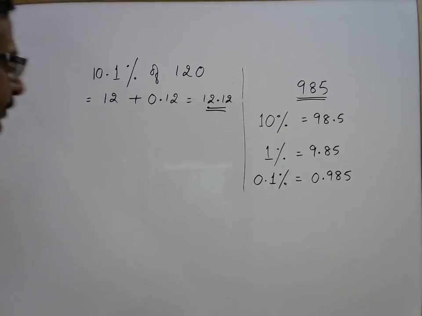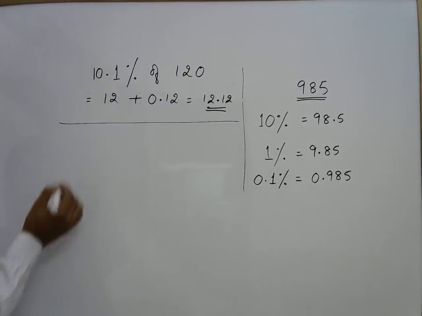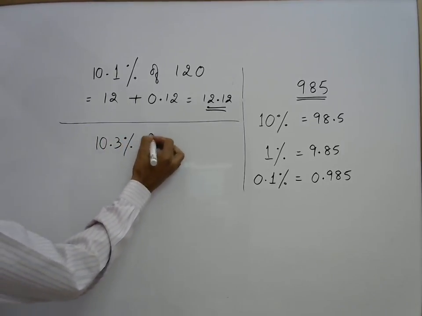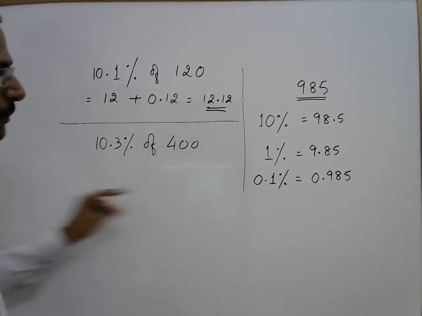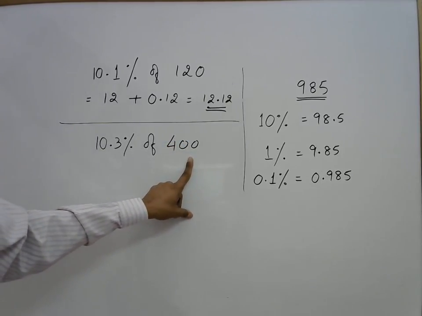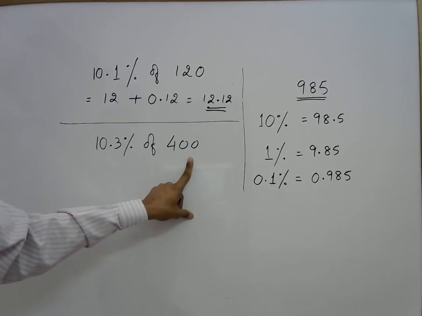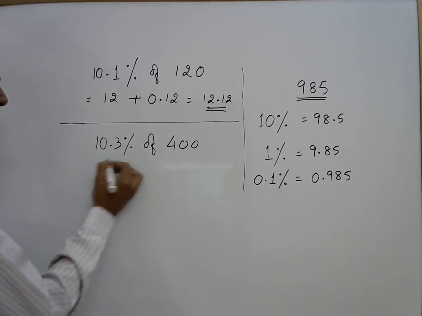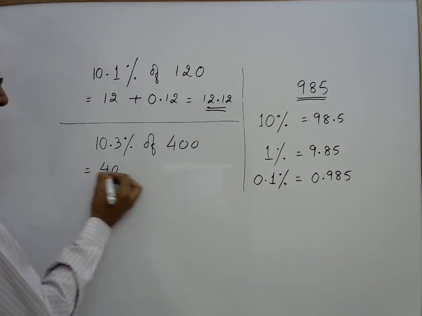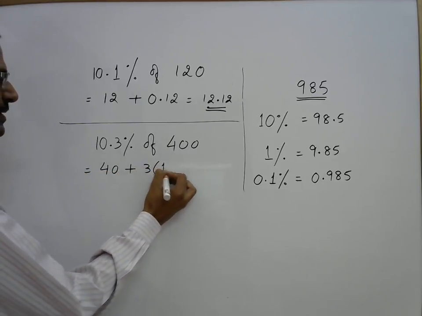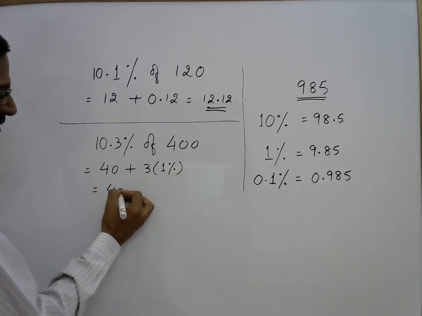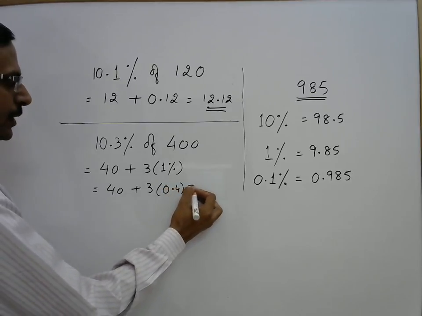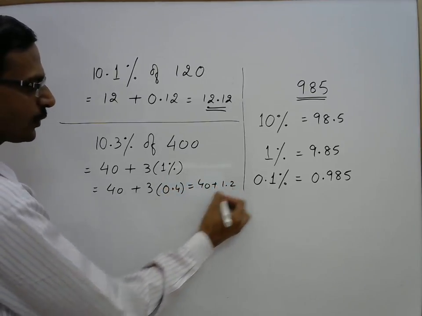So one more example. Suppose we have 10.3% of 400. Now I'm taking simple numbers here so that you can grasp the trick first. After that we can surely come to some complex problems. So 10% is 40 plus 3 times 1%. So 40 plus 3 times, what is 1%? It is 0.4. So 40 plus 1.2, this is 41.2.